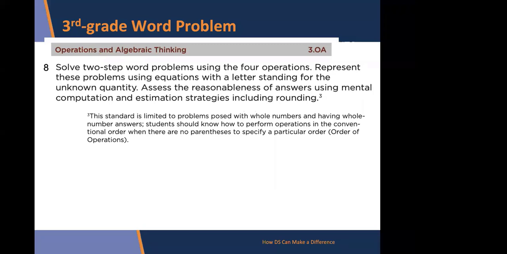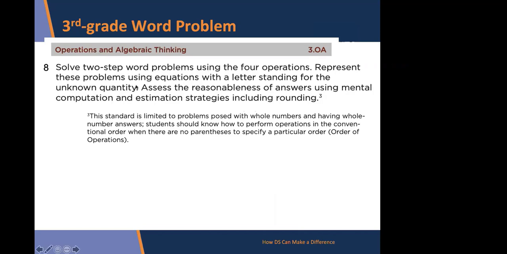Students should know how to perform operations in the conventional order when there are no parentheses. Okay, order of operations. So they have to do order of operations, so good to know. I am going to focus on assessing the reasonableness of answers using mental computation. I have not figured out a way to assess mental computation. I don't know if someone's doing something mentally. I can assess if a student can quickly do their facts, and I can assume from that they're doing it mentally and not using their fingers if they do it really quickly. But I don't know how to assess mental computation. So, but I could assess rounding, and I can assess all the other parts.